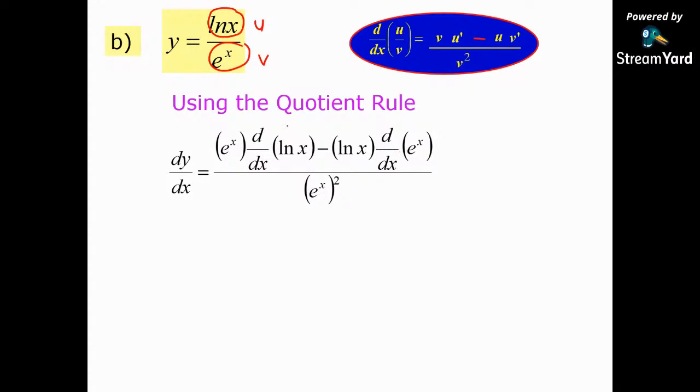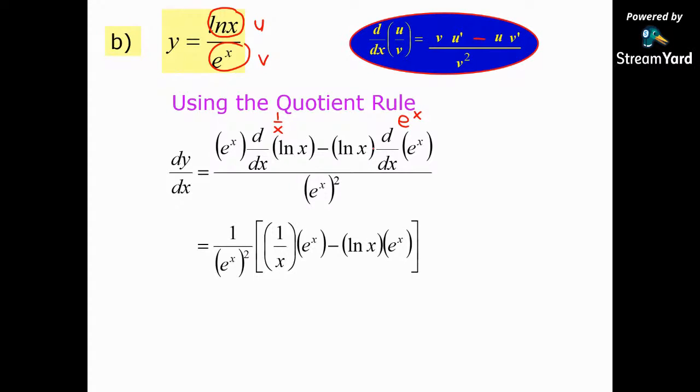Okay, so differentiating ln x, this one will give us 1 over x. Differentiating e to the power of x, this is simply e to the power of x. So what we have is 1 over (e^x) squared, and then we got (1 over x times e^x) minus ln x e^x. Okay, so what should we do next?